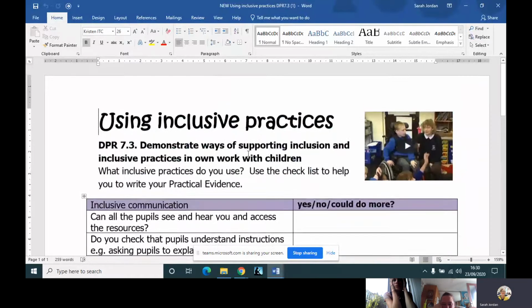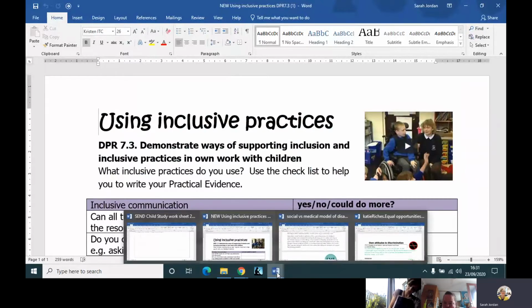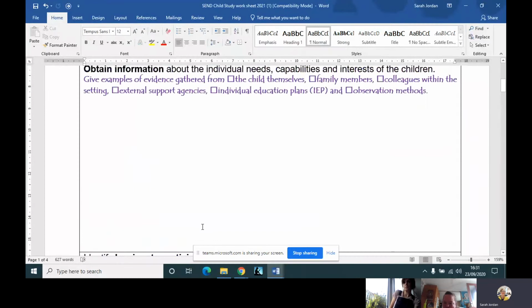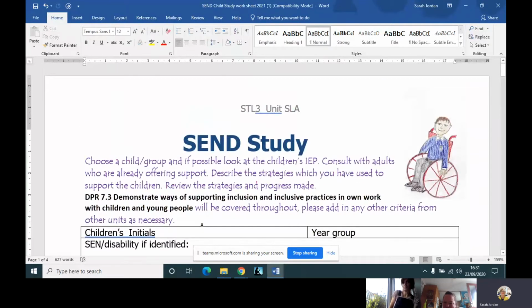So this worksheet here, you can use this for two reasons. One, you can put it as examples in the essay that you've done, Katie, and that Libby's about to do. And secondly, you can use these ideas for writing diary entries, or just to measure and go, oh yeah, I've done that, I've got that in a diary entry. Or for your practical ones, we have this SEND study.